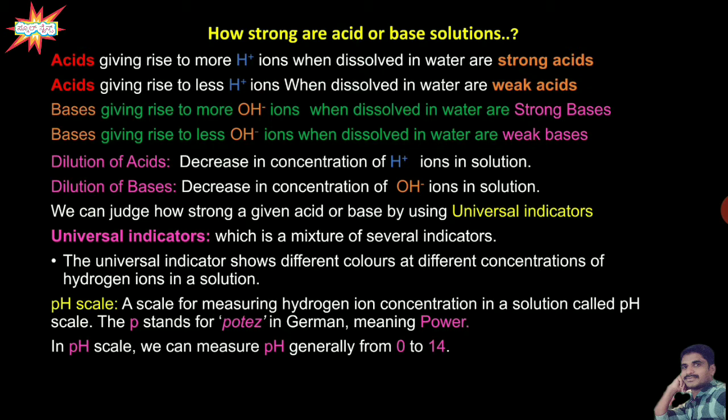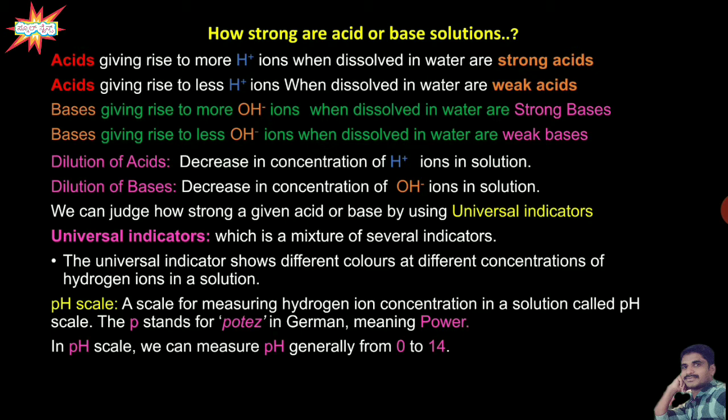Then what are strong acids and what are weak acids? These are the types of acids, the strong acids and the weak acids. The definition of a strong acid is: if an acid gives more H+ ions when dissolved in water, that is a strong acid. If an acid gives fewer H+ ions when dissolved in water, that is a weak acid.